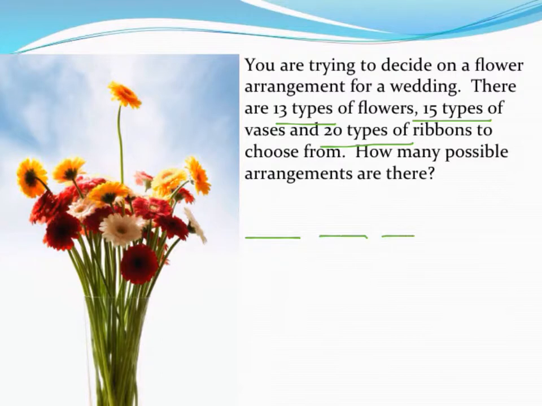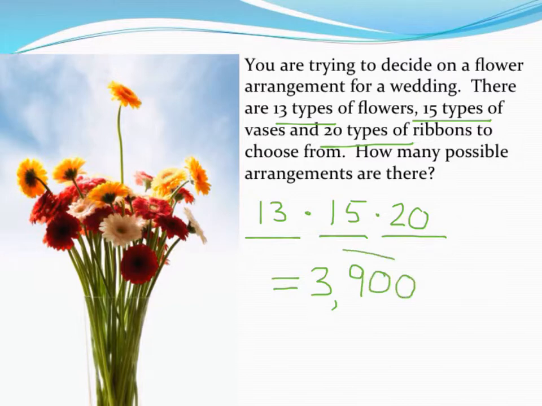Once again, I have three choices to make, so I'm going to make three blank spaces. The first option, I have 13 choices to pick from. For the second decision I have to make about the types of vases, I have 15 choices to pick from. And then finally, for my third decision, I've got 20 choices to pick from. And so simply multiplying each of those different number of choices together, 13 times 15 times 20, gets me my total number of possibilities, which is 3,900. Again, a tree diagram would be a very complicated way to do that. Instead, let's just multiply our different choices together.